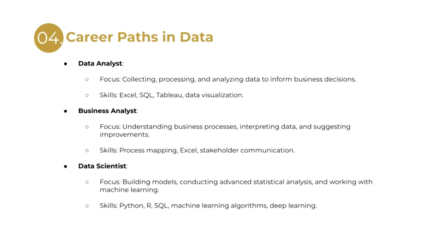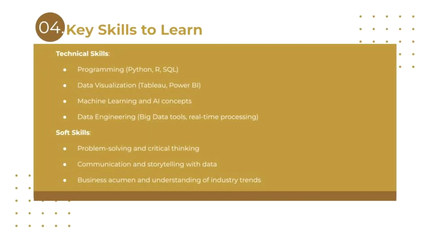Data scientists focus on using machine learning, building models, and doing sophisticated statistical analysis. Their skill set includes knowing Python, R, SQL, machine learning algorithms, and deep learning. Some key skills to learn would be programming languages such as Python, R, or SQL, some type of data visualization tool like Tableau or Power BI, machine learning and AI concepts, and some data engineering using big data tools and real-time processing. Some soft skills to learn would be problem solving and critical thinking, communication and storytelling with data, and business acumen and an understanding of industry trends.